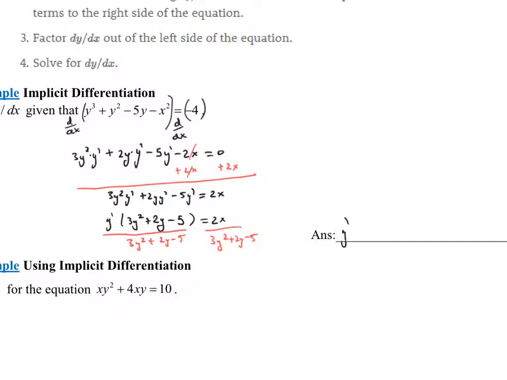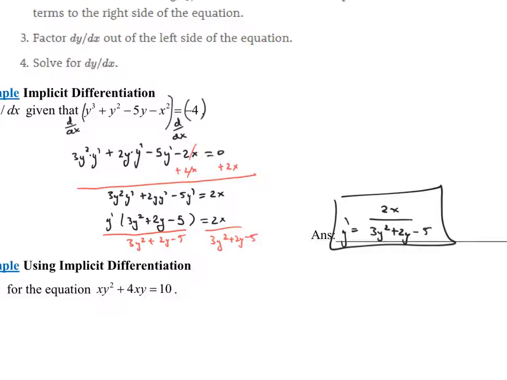Y prime equals, on top we have 2x, on bottom we have 3y squared plus 2y minus 5. That is implicit differentiation, okay? So, what did we do? Take the derivative of both sides, isolate y prime, get everything with the y prime on one side, everything else on the other, factor out the y prime, solve for y prime.